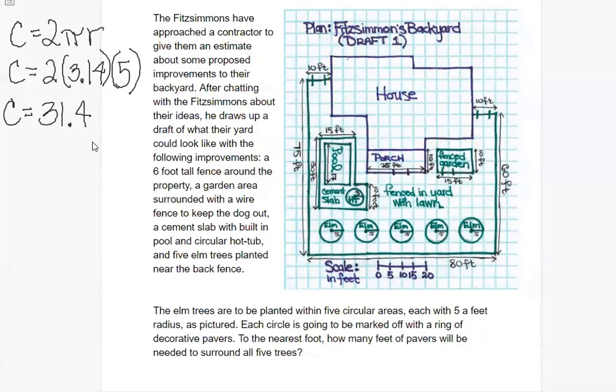But guess what? I don't only have one elm tree circle. Take a look at how many elms I'm planting. I'm planting 1, 2, 3, 4, 5. 5 elm trees, guys, means I'm going to have to make that same circle 5 times. So I'm going to need to take that 31.4 and times it by 5 to get around all the circles, and I'm looking at 157 feet of pavers.